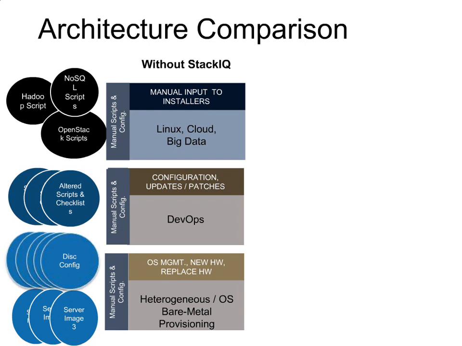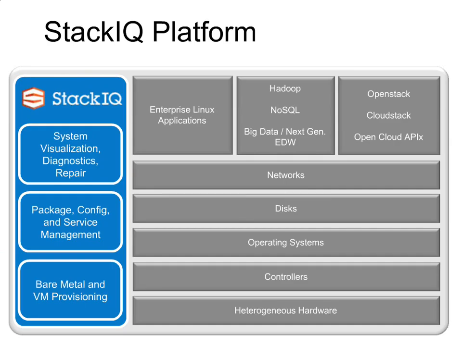As you bring in new servers, you have to develop new server images. You have to do manual disk and network configuration again, alter scripts and checklists to match your underlying infrastructure. And then every time an application is added, that's a new separate configuration process. So with StackIQ, that process is collapsed into a single solution where you can go all the way from bare metal through site-specific configuration to a running application in a single step.